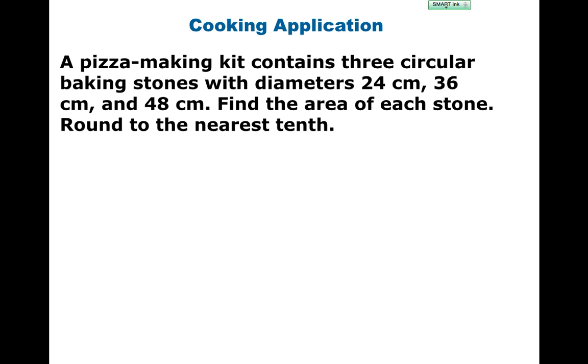All right, let's try a pizza making kit. We've got 3 circular baking stones. The diameters are up there. Find the area of each stone. Now this one does say round to the nearest tenth. Hopefully you got a calculator handy to help you multiply with pi. To the nearest tenth, find the areas.